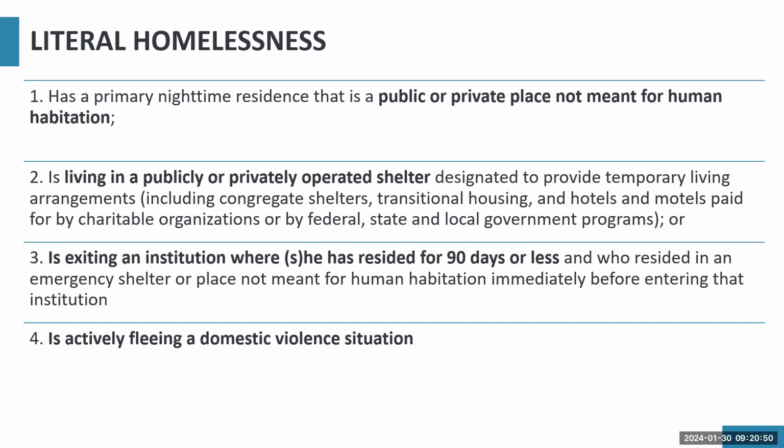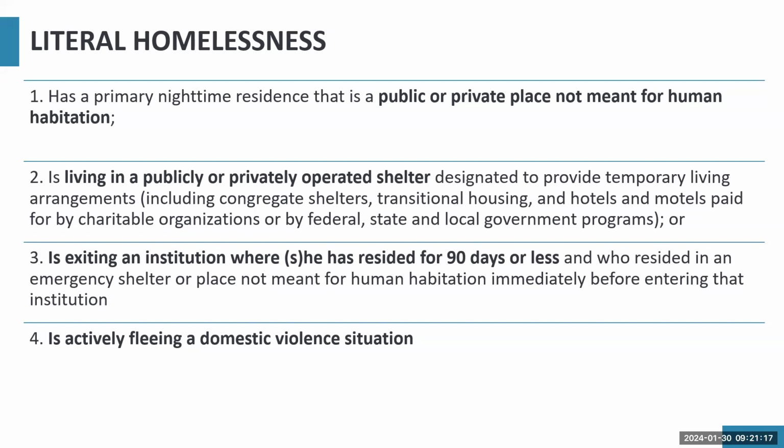So number one, they have a primary nighttime residence that is in a public or private place not meant for human habitation. Number two, they're living in a publicly or privately operated shelter designated to provide temporary living arrangements, which includes congregate shelters, transitional housing, and hotels or motels paid for by charitable organizations or federal, state, or local government programs like the Department of Social Services.